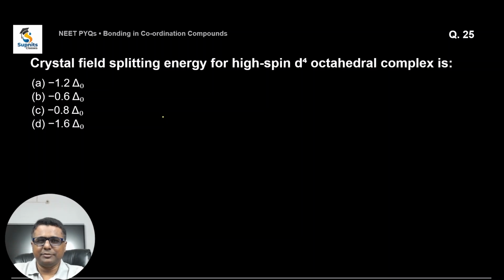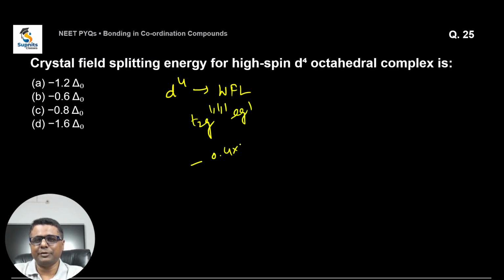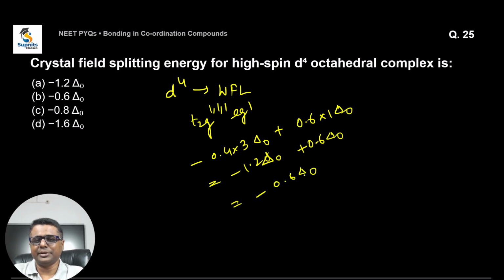D4 high spin. We have already done D4 high spin today, right? Let us do it again. D4 high spin means weak field ligand. So it will be t2g^3 eg^1, that is minus 0.4 into 3 Δo plus 0.6 into 1 Δo. So this will be minus 1.2 Δo plus 0.6 Δo. This is minus 0.6 Δo. Okay, so done, right? Option B.